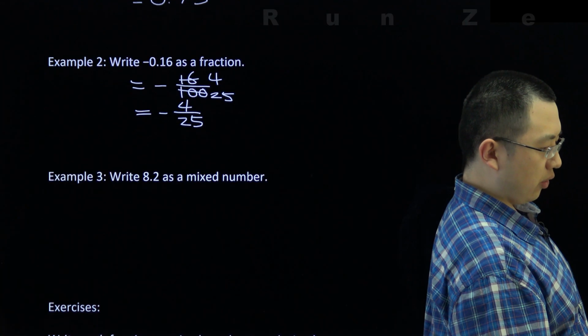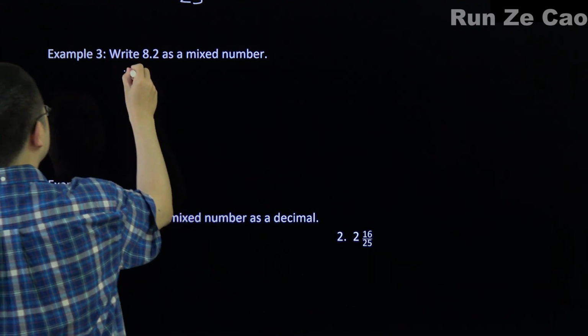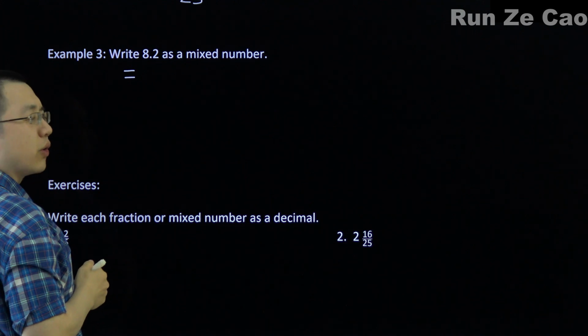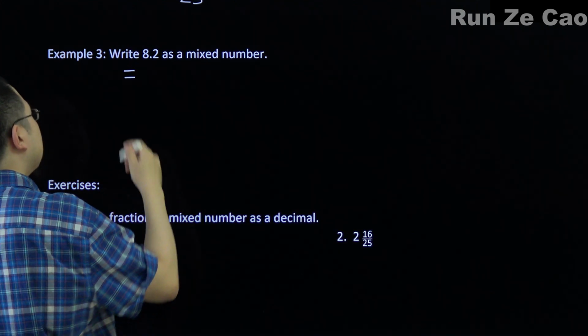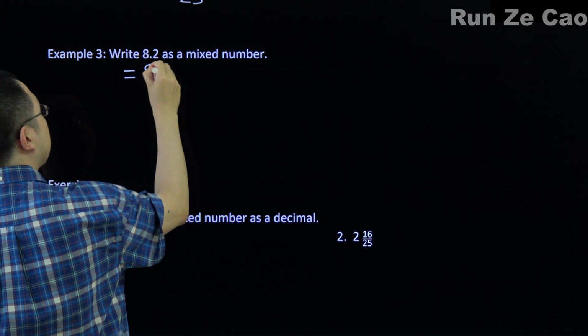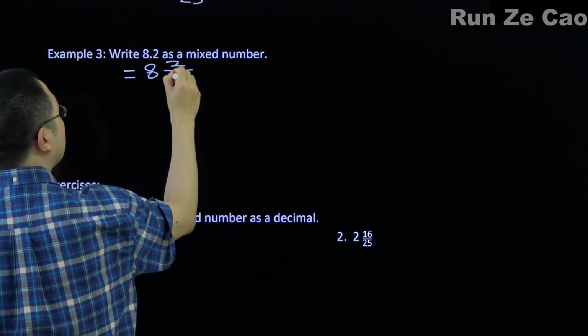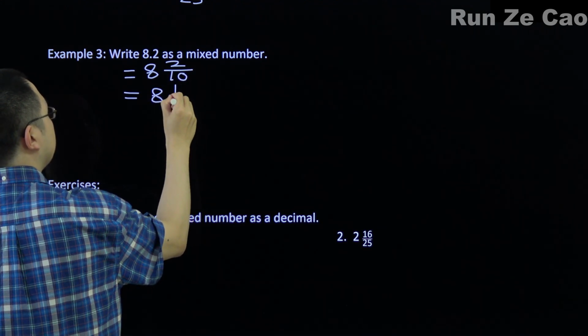Now 8.2, if you write this as a mixed number, you start with, yes, okay, we can totally recognize the 0.2 is just 1 in 5, but because it's in a decimal format, it starts with 8 and 2 over 10, which is equal to 8 and 1 over 5.